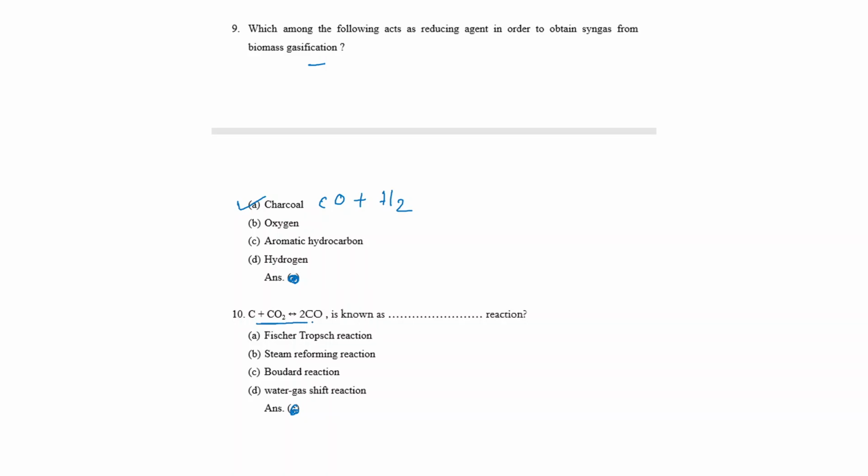This is also a kind of gasification reaction, and the type of gasification reaction is the Boudouard reaction. Carbon and carbon dioxide will produce carbon monoxide. This is the Boudouard reaction. All of these fall under the category of gasification reactions.